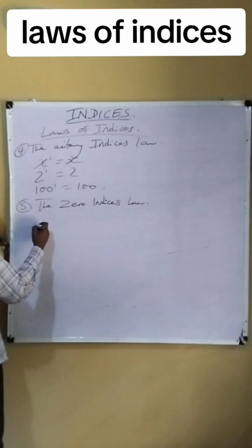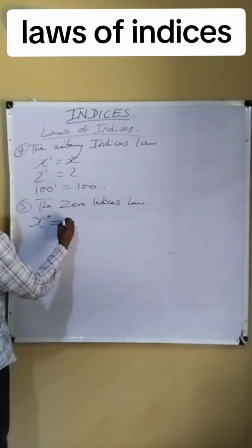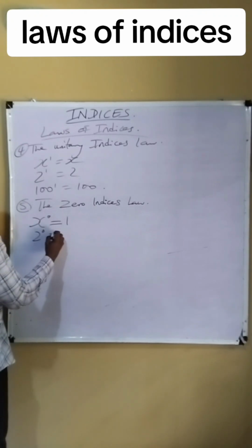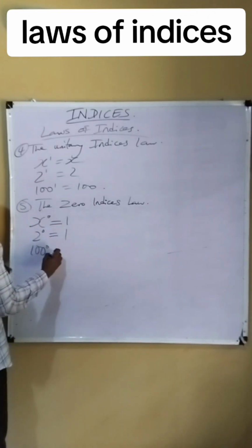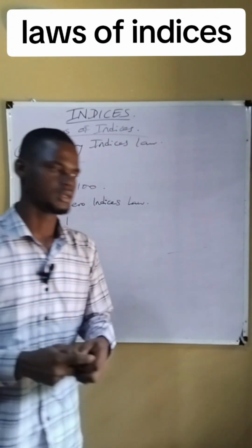If you have s raised to the power of 0, the answer will be equal to 1. If you have 2 raised to the power of 0, the answer will be equal to what? 1. If you have 100 raised to the power of 0, the answer will be equal to what? 1. This is what this law is all about.